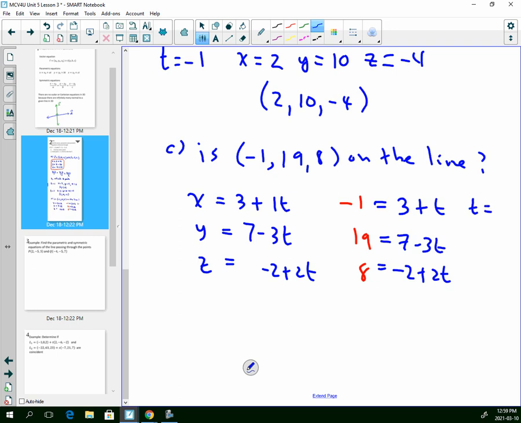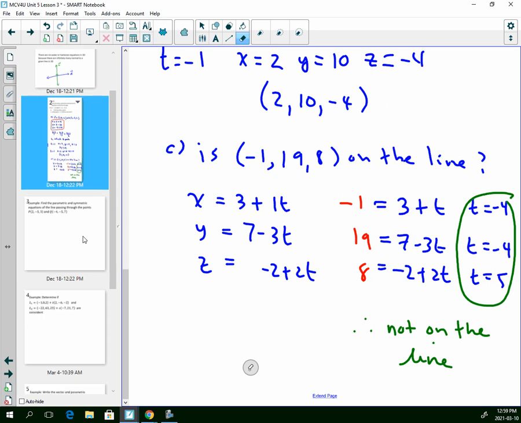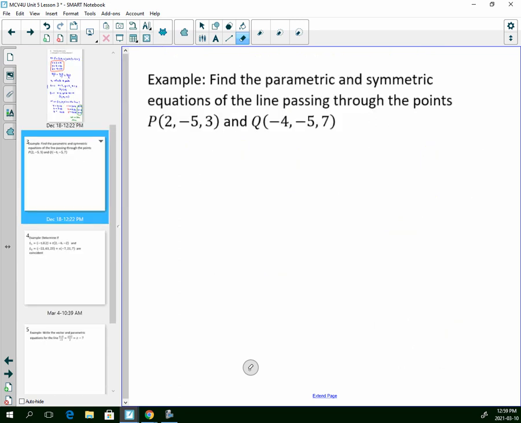So the first one, t, would be -4. The second one, let's see, 12 divided by -3 is -4. And then here we would have 10 divided by 2 is 5. So 2 of the parameters are the same. One of them is different. Therefore, it's not on the line. It has to be the same for all 3 values of t. Okay, so you're just using the different formulas to answer various questions. This one wants you to find the parametric and symmetric given 2 points on the line.